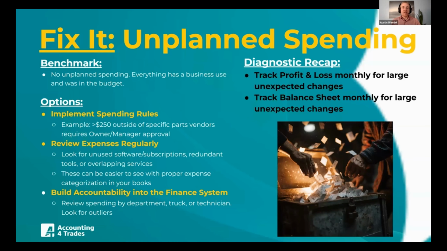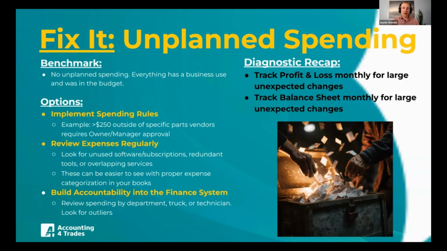All right. Last but not least is unplanned spending. Again, we can't see this on the cash flow statement because it's going to get lumped in with your normal operating expenses typically. So the best way to look at this is to look at your profit and loss on a monthly basis, or look at your variance on a monthly basis.